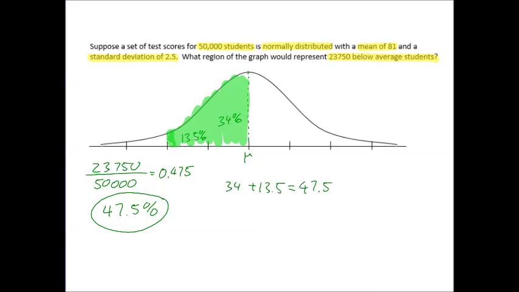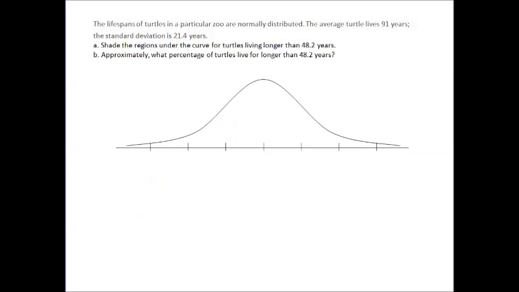Let's look at an example from biology. The lifespans of turtles in a particular zoo are normally distributed. The average turtle lives 91 years and the standard deviation is 21.4 years. Shade the regions under the curve for the turtles living longer than 48.2 years, and approximately what percentage of turtles lives for longer than 48.2 years.